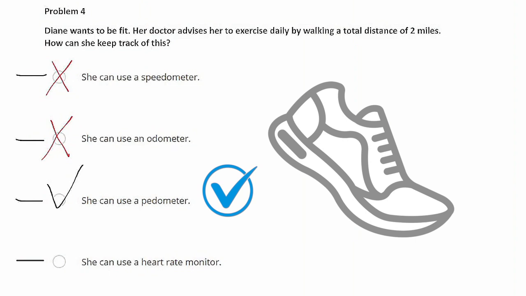And then the last option, she can use a heart rate monitor. Well, that's exactly like it sounds. It's a device that monitors heart rate, so that is not going to help her keep track of the distance that she is walking on a daily basis. So the option is the third one. She can use a pedometer.